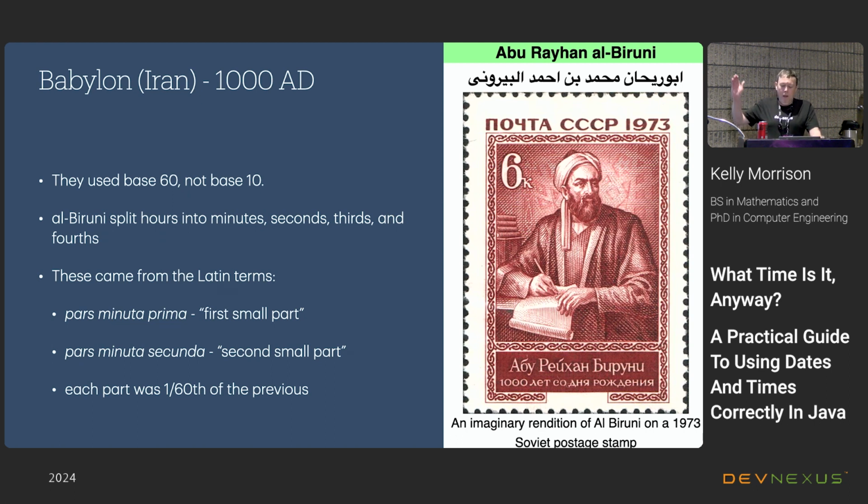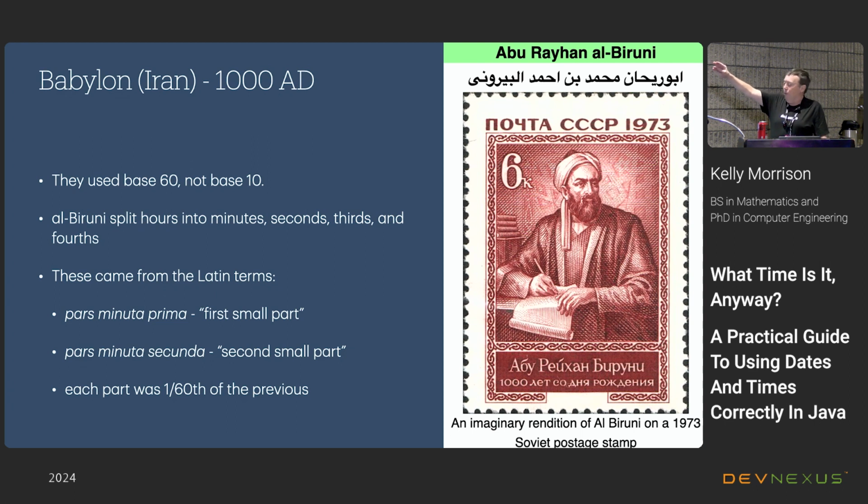And anyway, this guy named Abu Rayhan al-Biruni, and I apologize if I massacred that name. I grew up in South Georgia. Everybody was named Bob, Billy Bob, or some kind of variant of that. But anyway, he had an idea of splitting an hour down into smaller parts. And he split it into minutes, seconds, thirds, and fourths. And I'd always wondered why they call it seconds. It's because it was the second in a series.